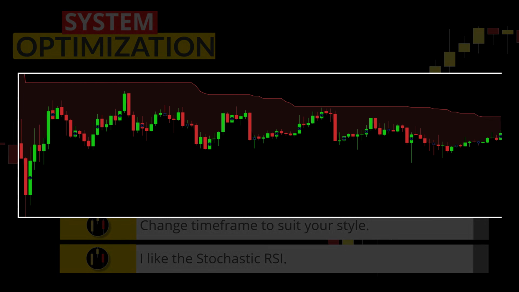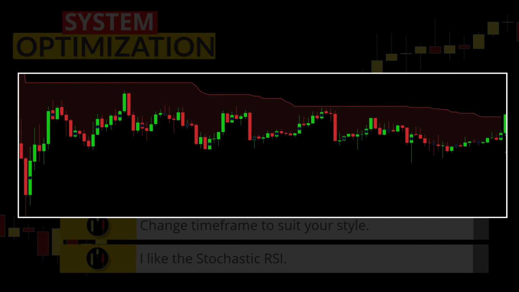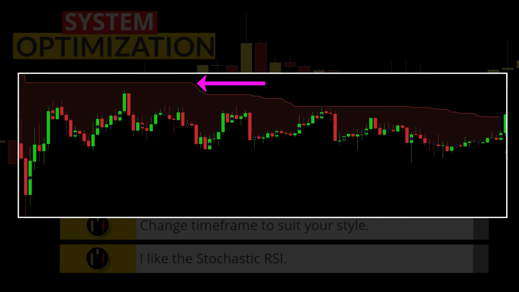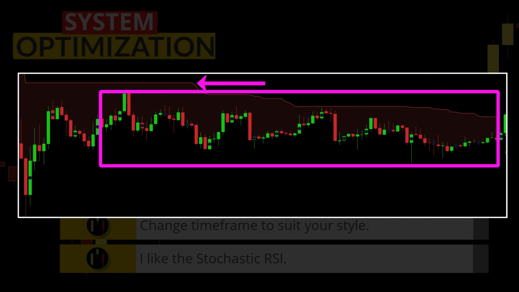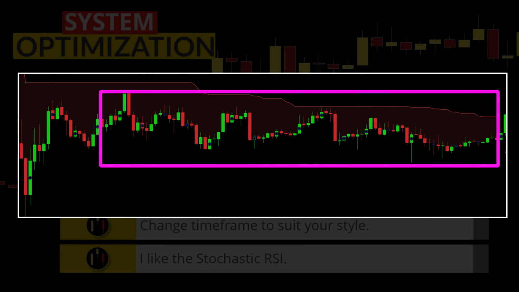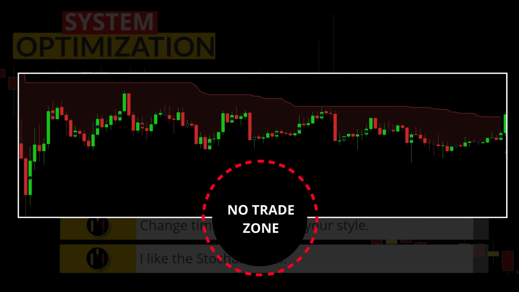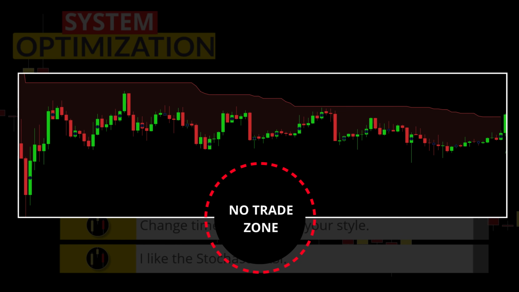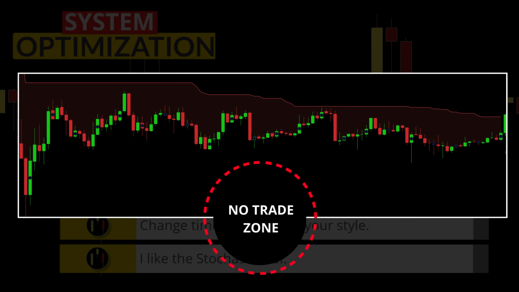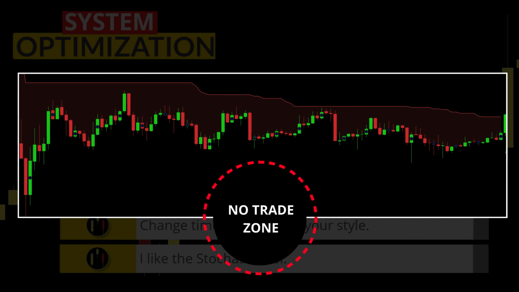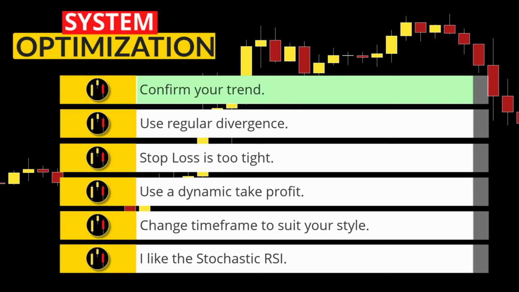First, never blindly follow a trend indicator. On this chart, we can see a bearish super trend, but the market is clearly moving sideways. You always want to confirm what the indicator is telling you with price action. For me, this would be a no trade zone, as there are no lower highs and lower lows. The indicator in this instance is superfluous.